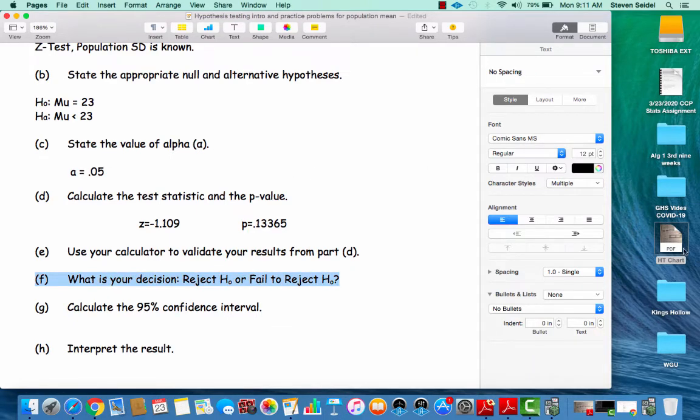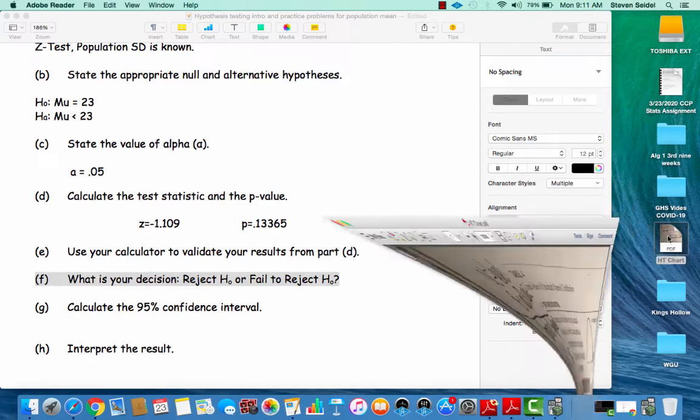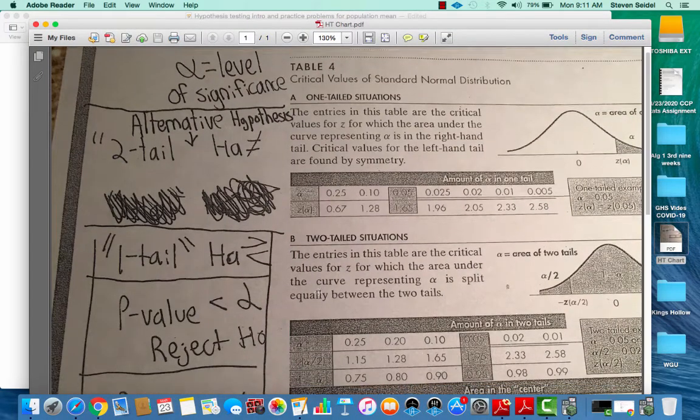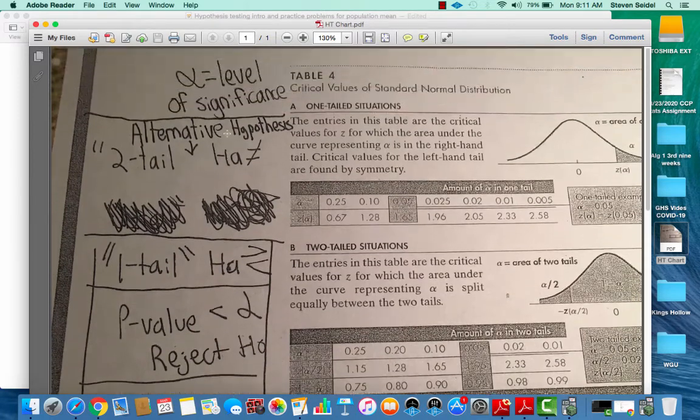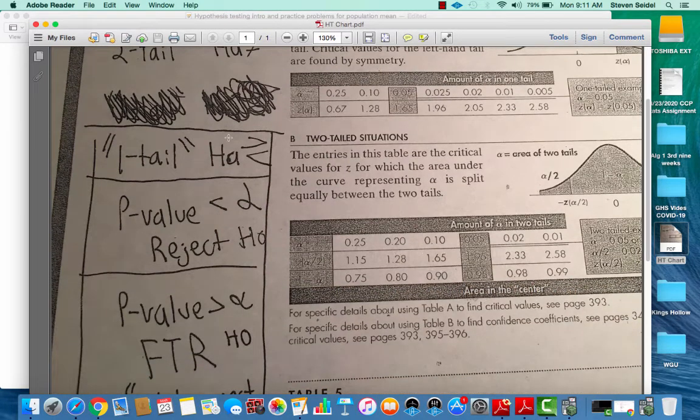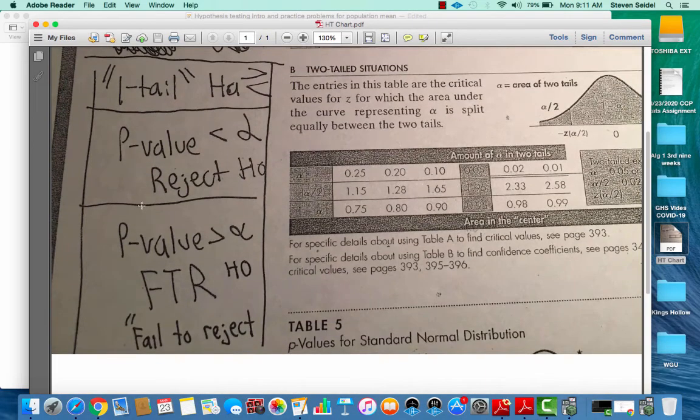Now, I'm going to show you this chart right here, and off to the left of that chart, you'll see that we have two types of hypothesis, two-tail and one-tail. Right underneath that, these two areas here, this little guy, that's the alpha level. This is what's going to be used to make our decision.